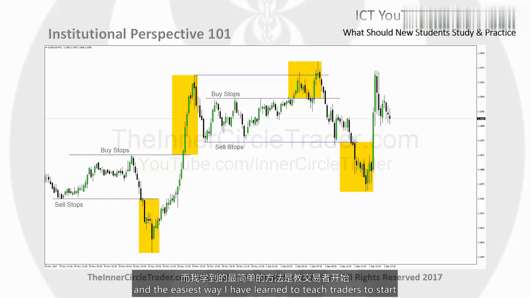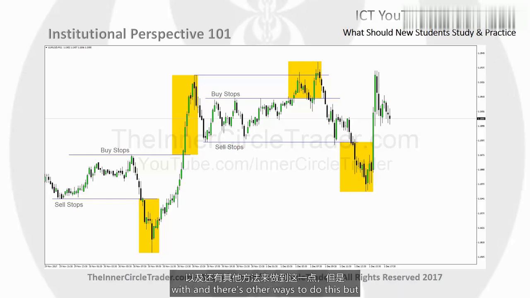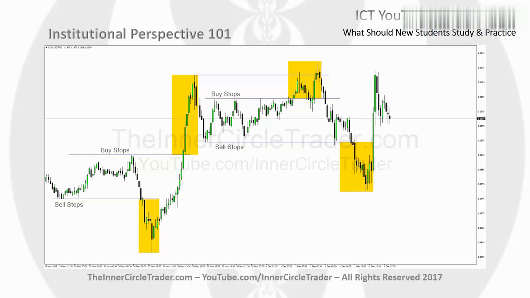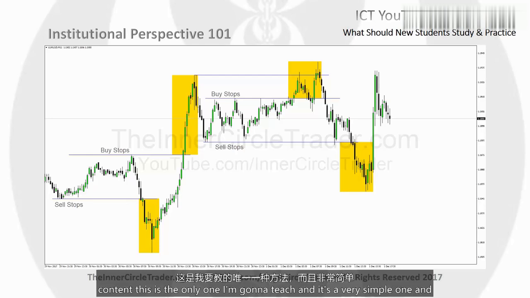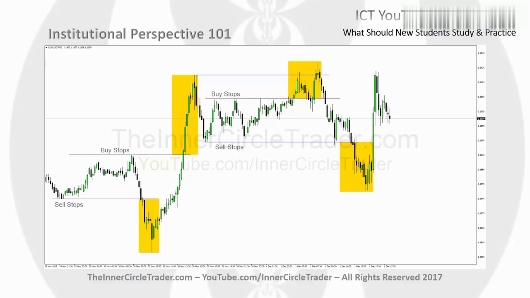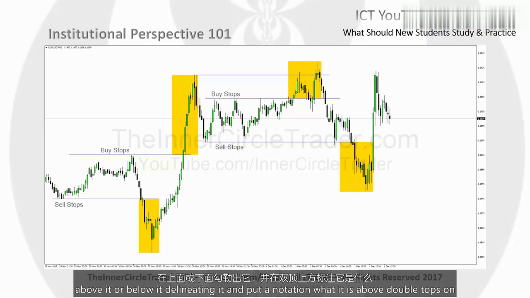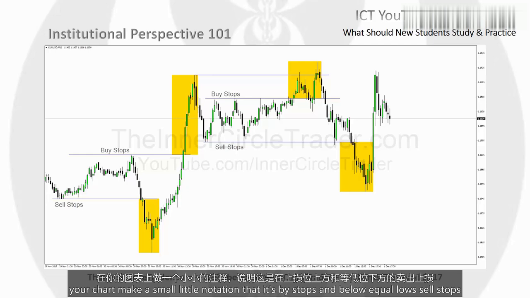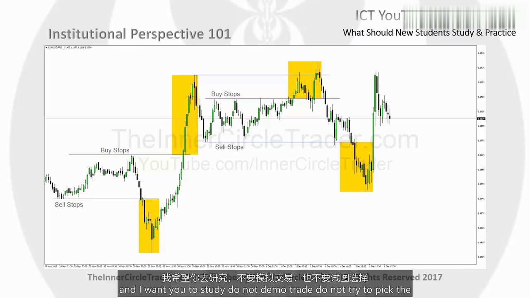The easiest way I have learned to teach traders to start with, and there are other ways to do this, but as far as I'm going to go in the free content, this is the only one I'm going to teach. It's a very simple one, and literally a 5-year-old can see it in the chart. Anytime you see a double bottom or a double top, put a small line above it or below it, delineating it, and put a notation what it is. Above double tops on your chart, note that it's buy stops, and below equal lows, sell stops. And I want you to study.